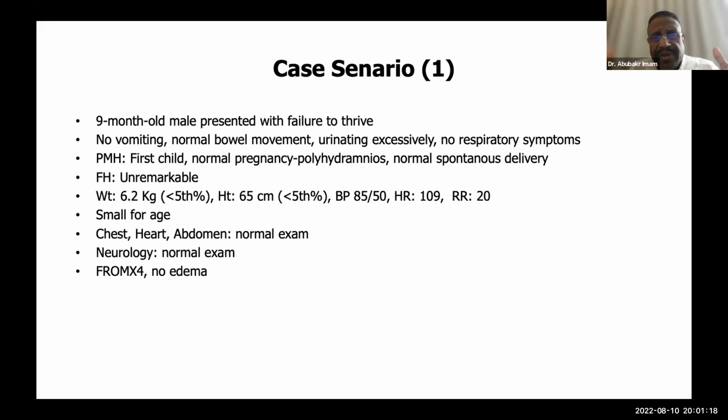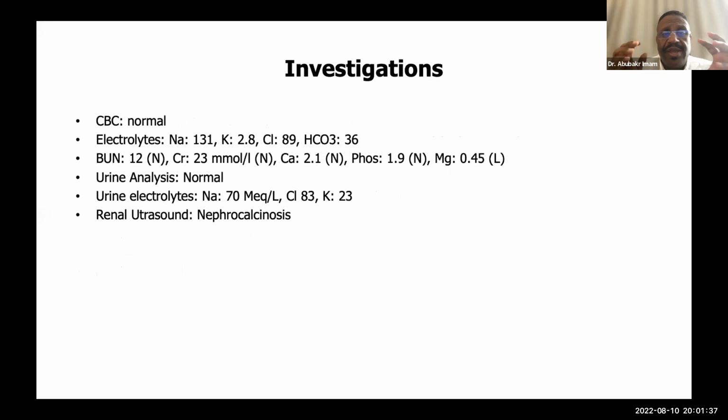Now, you put this together with polyhydramnios during pregnancy, and then you have failure to thrive here, and excessive urination down here, normal blood pressure, and no other finding, no proteinuria. And the most impressive presentation here is this hypokalemia, and it could be very low, and the alkalosis that we have and the chloride.